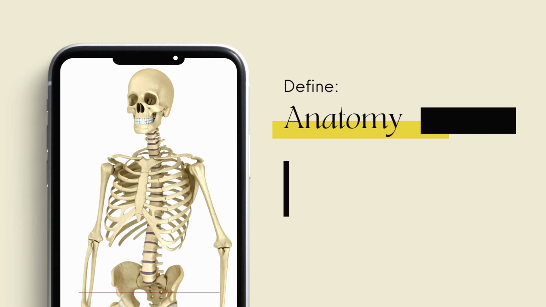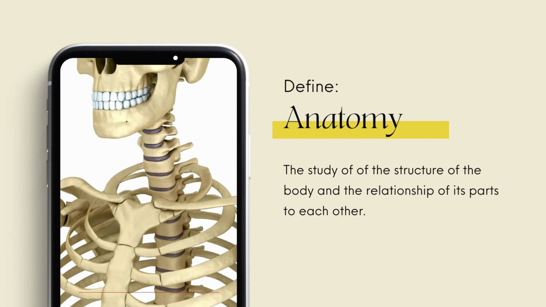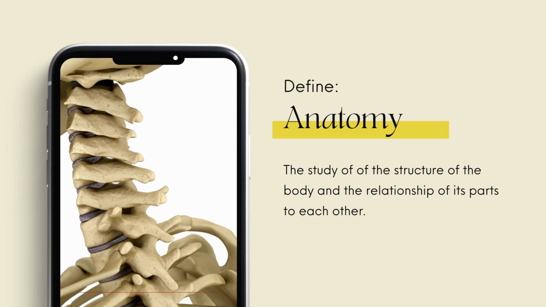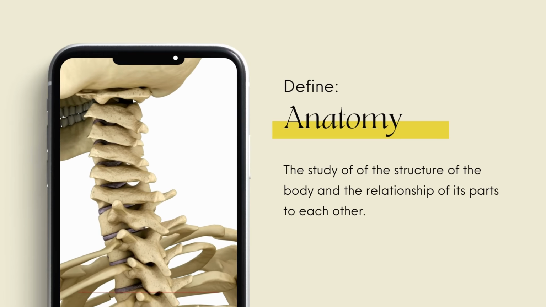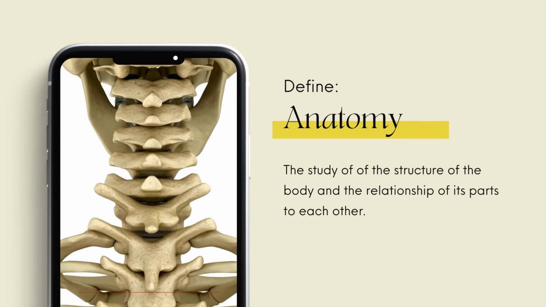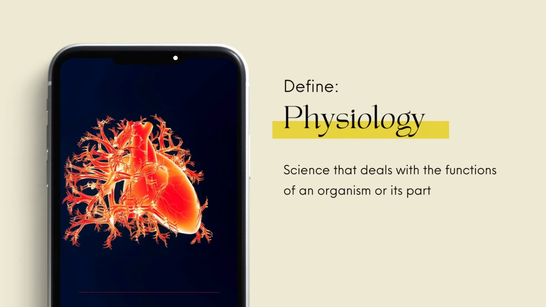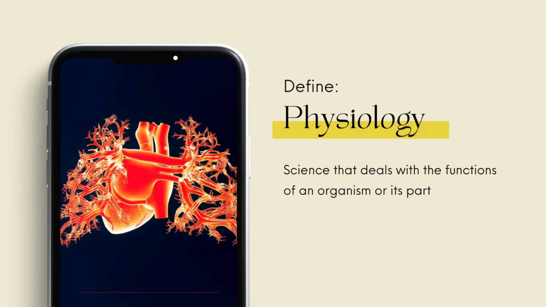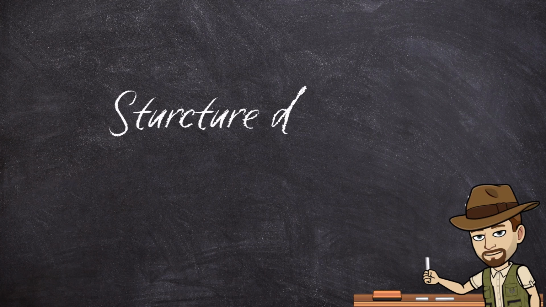Let's start with the terms anatomy and physiology. We have anatomy, which is the science of structure, like our liver, heart, brain, all the way down to the cellular level. A cell is a structure. Physiology is the science of the function of all of those structures. What do they do, and how do they do it? The structure determines the function.